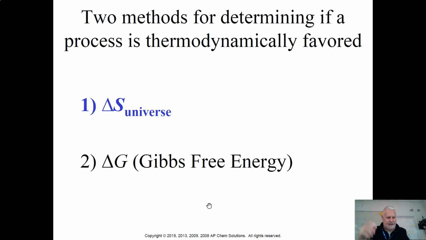All right, so we're going to look at this in two different ways. One is we can look at the entropy of the entire universe, which is a pretty hard way to study a small system. And we can do something called the delta G, which is Gibbs free energy. And what Gibbs free energy takes into account is the entropy and the enthalpy. And we'll see that coming up.